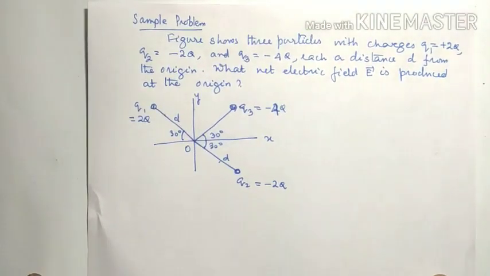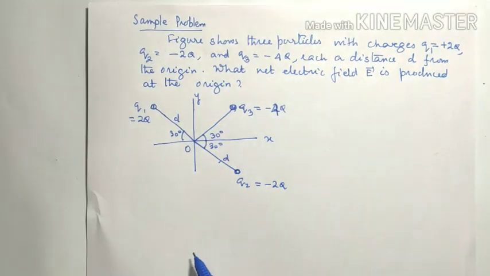We consider a sample problem. The figure shows three particles with charges Q1 = +2Q, Q2 = -2Q and Q3 = -4Q, each a distance d from the origin. What net electric field E is produced at the origin?